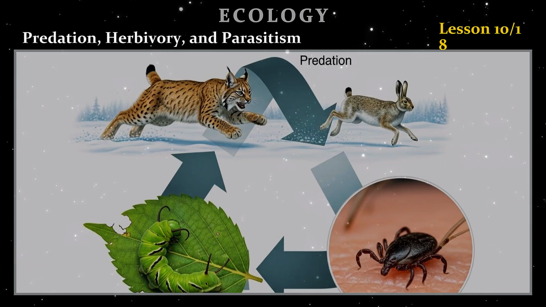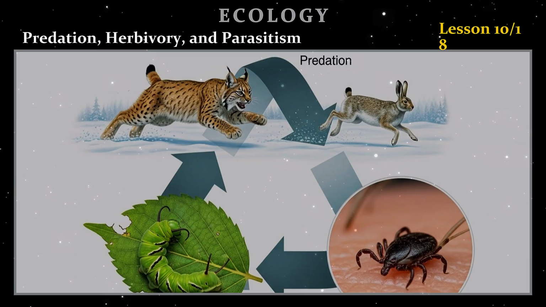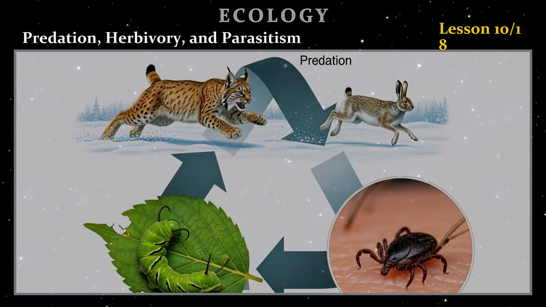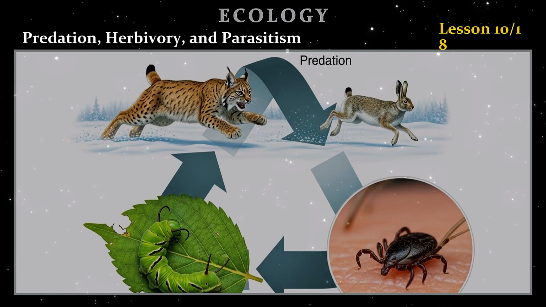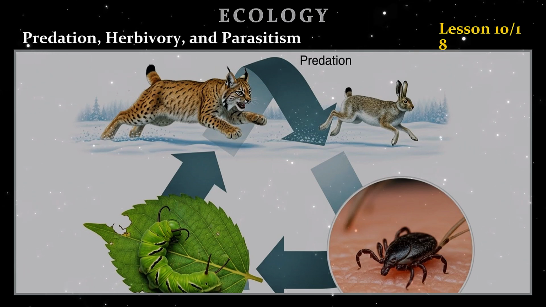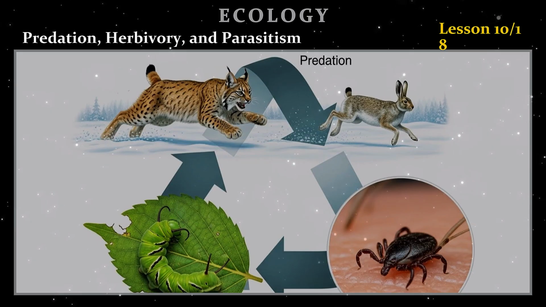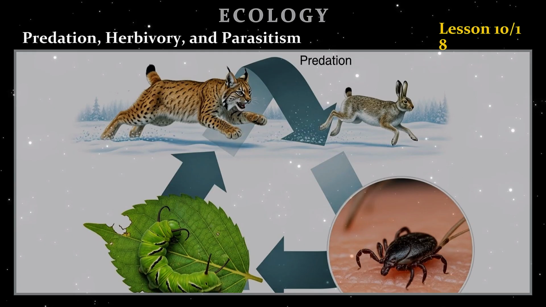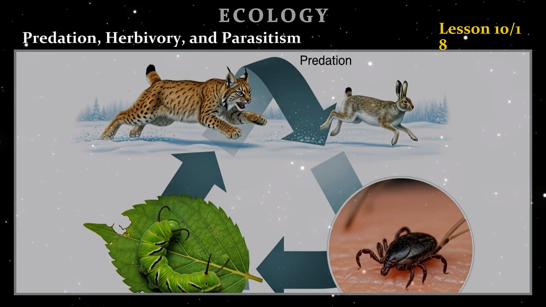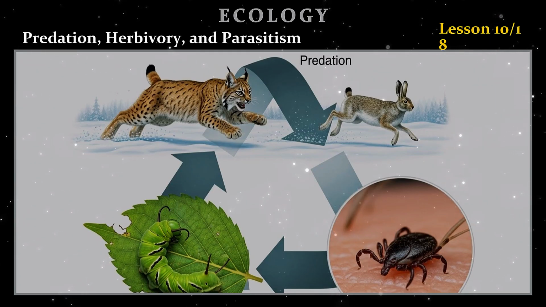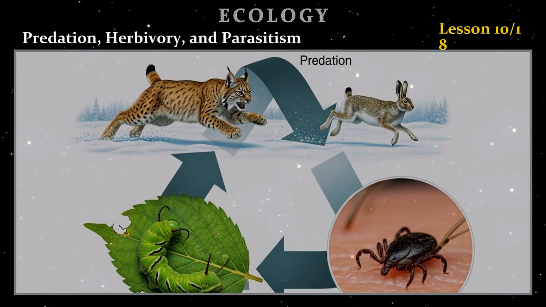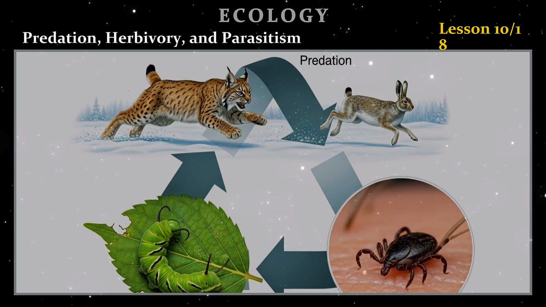Ecologists classify these interactions as positive-negative relationships, often written as plus-minus. One organism benefits, the consumer, while the other suffers a cost, the consumed. Let's start with predation. This is the act of one animal killing and eating another. It is immediate and lethal. We tend to think of the lion and the gazelle, but predation happens at every scale. A ladybug eating an aphid is a predator. A blue whale filtering krill is a predator.